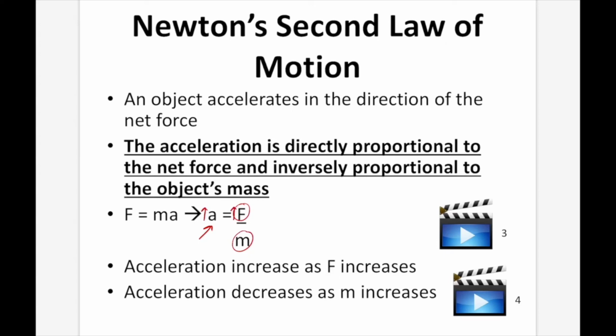Now conversely, if I increase the mass, I'm going to decrease the acceleration because it's going to be harder to accelerate a greater mass. Now to keep acceleration constant, if I increase the mass, as if I'm pushing a larger body, I'm going to need to increase the force an equal amount to keep acceleration constant.